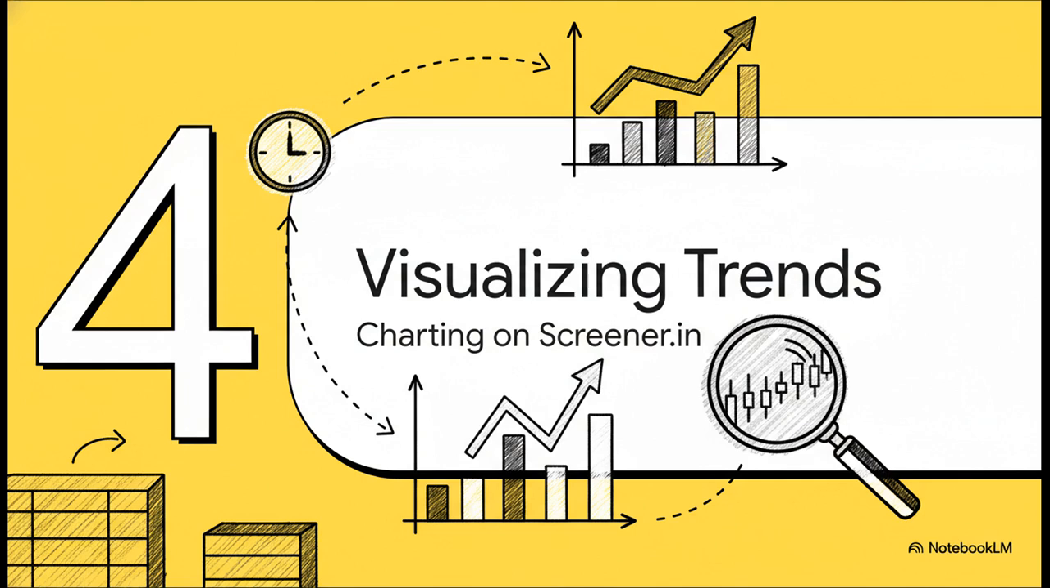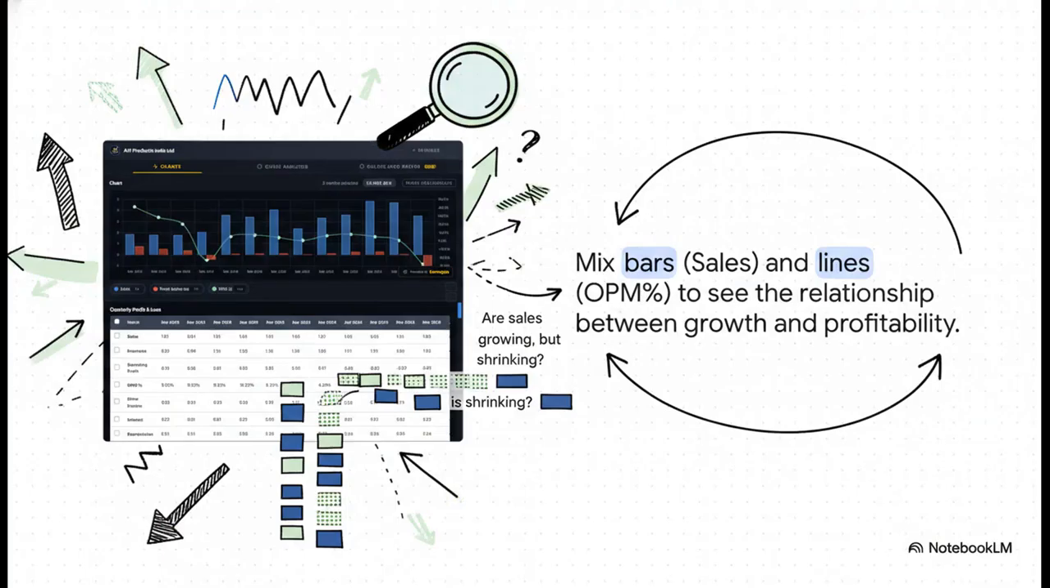Now for the final and maybe the most fun part of our investigation, visualizing the story. You know, a single chart can show you trends that you'd never spot in a table of numbers. Let's see how we can build these visuals. The real magic here is in combining different types of data on one chart. So, absolute numbers, like sales, get plotted as bars, and percentages, like operating profit margin, get plotted as lines. This lets you instantly see the relationship between them. So you can ask, are sales growing, but our profitability is shrinking? That's a story the chart tells you in a single glance.